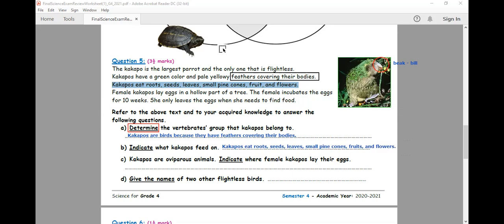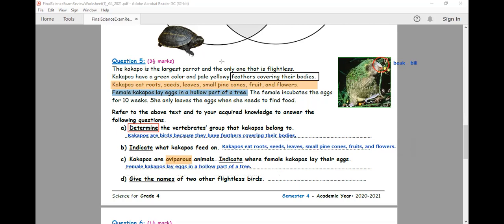Okay? So look, guys, what do kakapos feed on? This is written. It's a bird. Kakapos eat fruit, seeds, leaves, cones, fruits, and flowers. Kakapos are oviparous. Where do females lay their eggs? Female kakapos lay eggs in a hollow part of a tree. Perfect. So we are getting the answer from the text. So we are just getting the info, the answers, from the text. I will also highlight it.